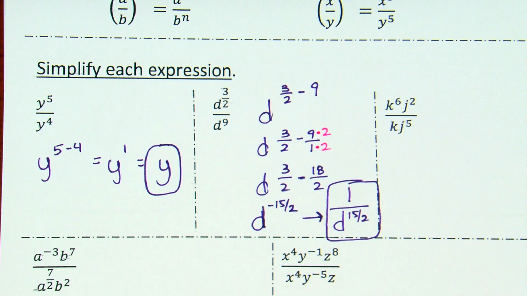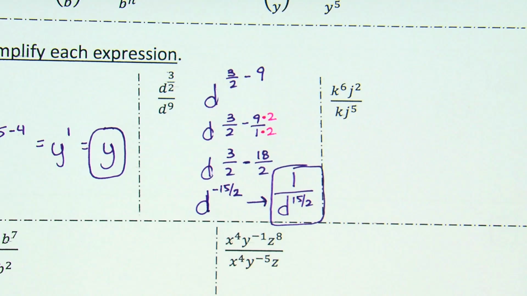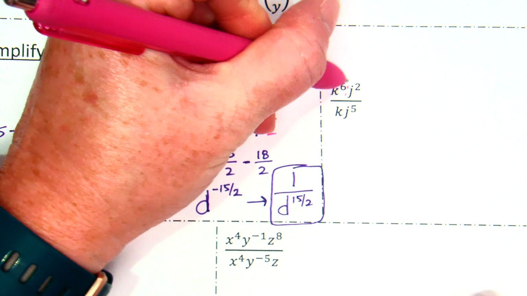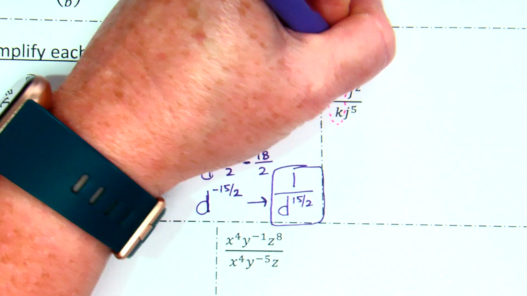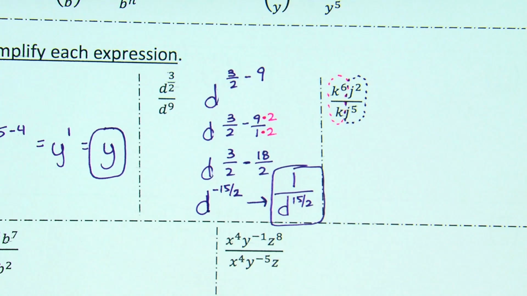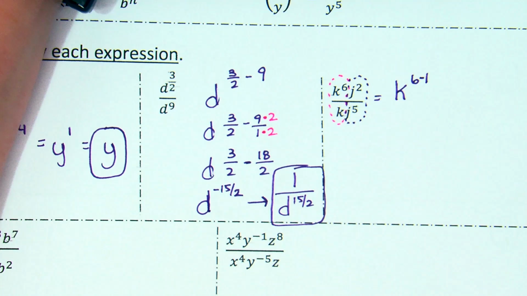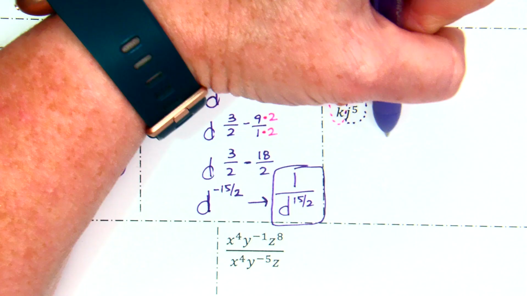Okay, next example, we have two variables: k to the 6th j to the 2nd, over k j to the 5th. Now, what do we have to do when there are multiple variables? Combine the like pieces. So k goes with k, and j goes with j. As we look at the k's, it's division, so we subtract the exponents. It's k to the 6 minus 1, and 6 minus 1 is k to the 5th.